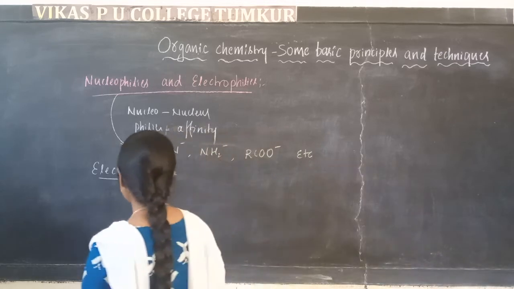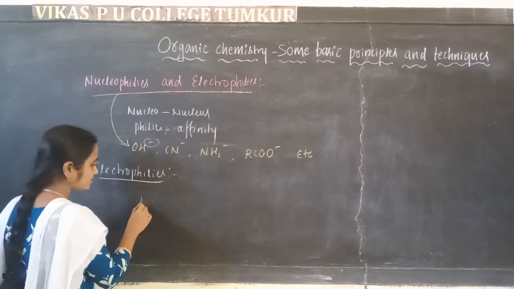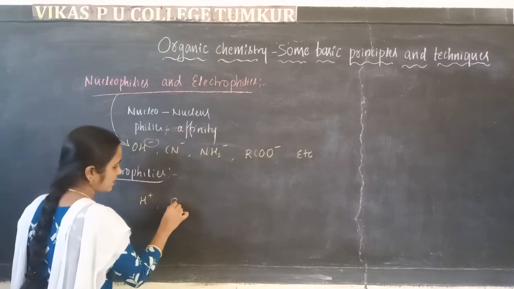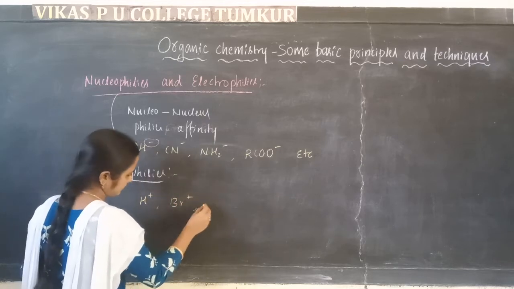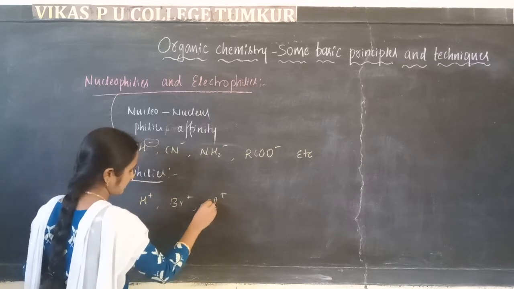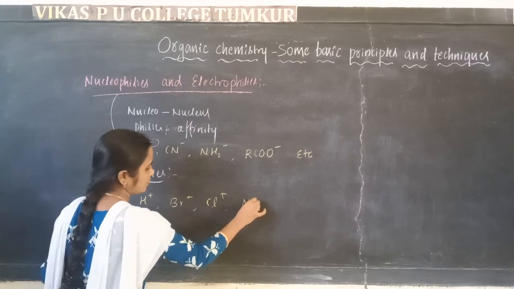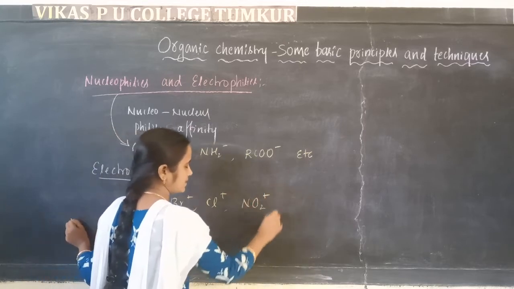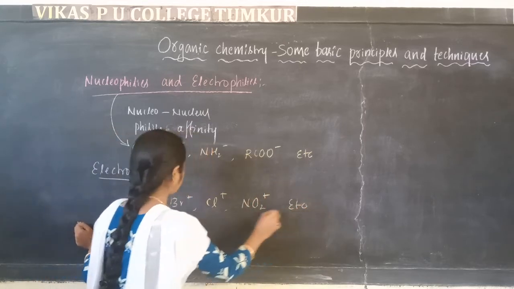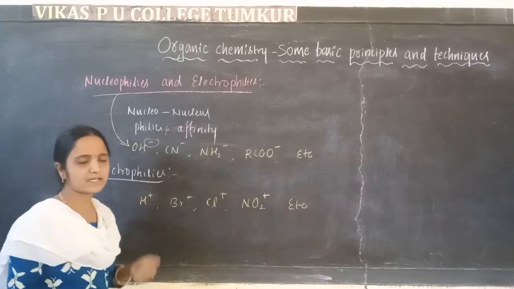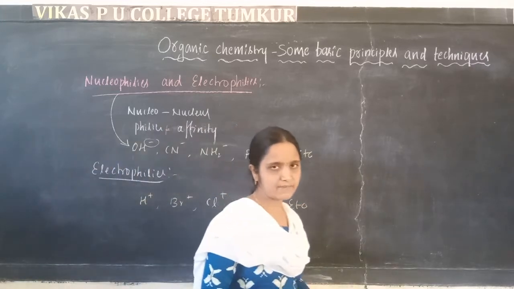Examples of electrophiles are H plus, Br plus, Cl plus, NO2 plus, etc. These are all examples of electrophiles.